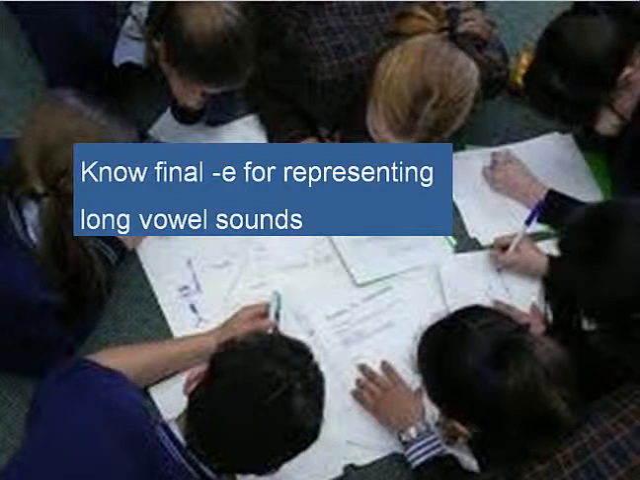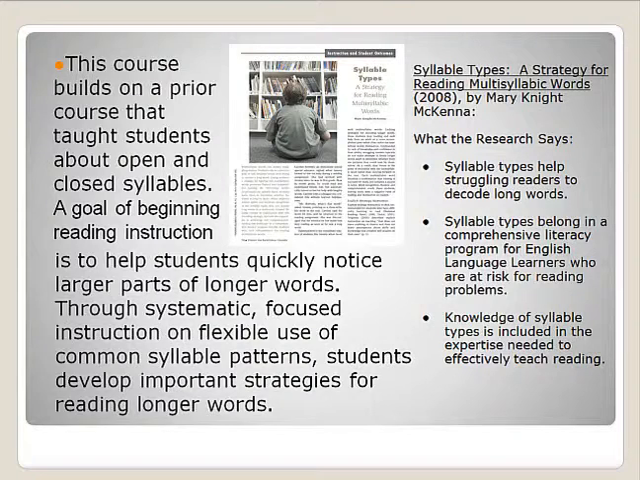This course is designed to support beginning readers as they learn about using the silent E syllable for representing long vowel sounds. This course builds on a previous course on decoding regularly spelled one-syllable words under Reading Foundational Skills for First Grade, 3B, that taught students about open and closed syllables.